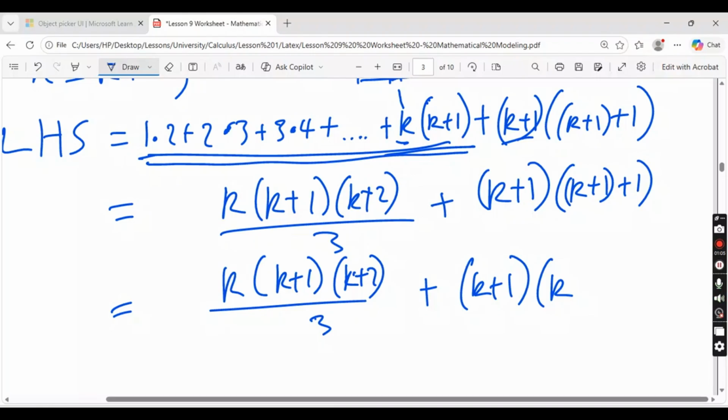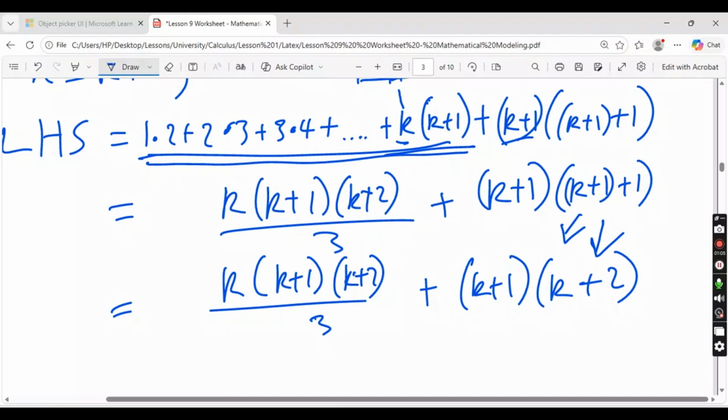I said, if we are simplifying this, we would get k plus 1 times k plus, so this, if there's a way to simplify that further. Oh, you mean k plus 2? Yes, k plus 2. That's what I'm talking about. So we get k plus 1 times k plus 2, right?